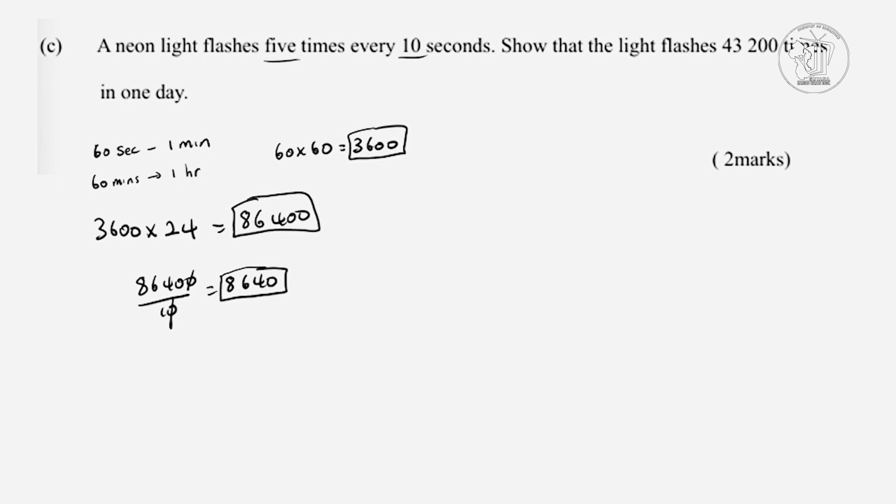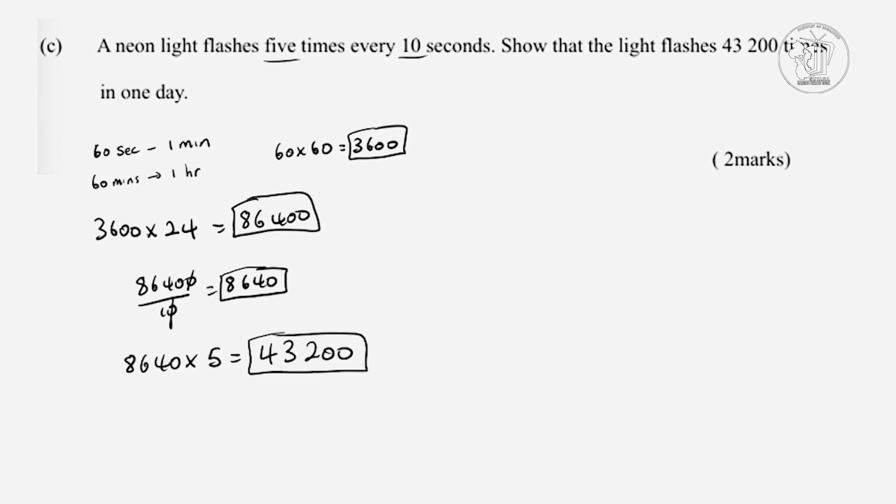And every 10 seconds, this thing flashes 5 times. So we have to multiply this here by 5. So we can say 8,640 multiplied by 5, and that would give us 43,200. And that is how we can show that the light flashes 43,200 times in 1 day.